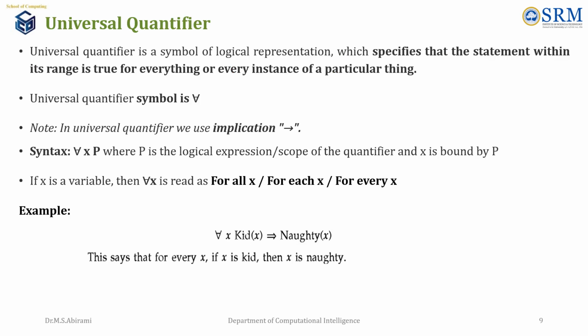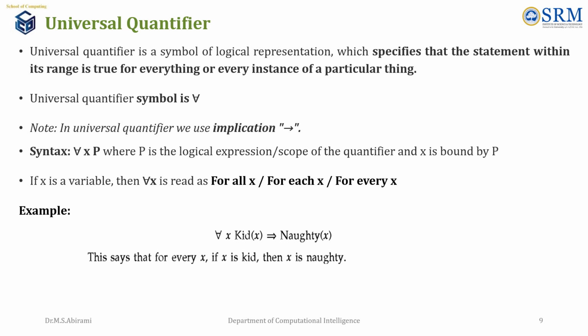First we'll see about the universal quantifier. Universal quantifier is a symbol of logical representation which specifies that the statement within its range is true for everything or every instance of a particular thing. Universal quantifier symbol is ∀, for all. Note, in universal quantifier we use implication symbol. Syntax: ∀x p, where p is the logical expression or scope of the quantifier and x is bounded by p.